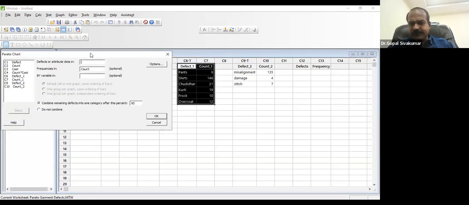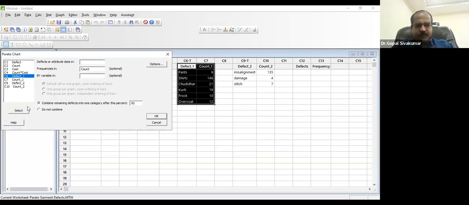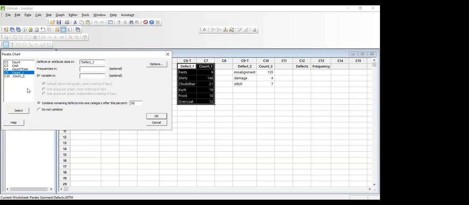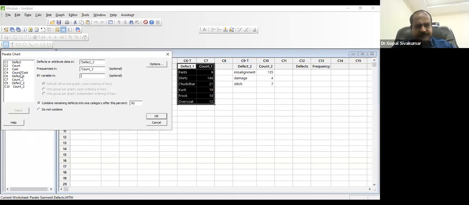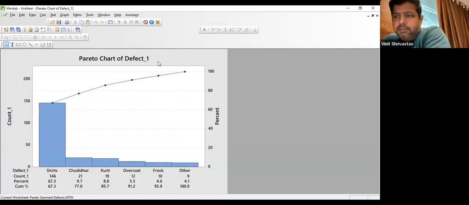Which column contains the defect now? C6. So select that C6. Count is available in C7. You can click select or you can double click. Now you can give OK. Now what do you understand? Shirt is coming, the rest is coming small.